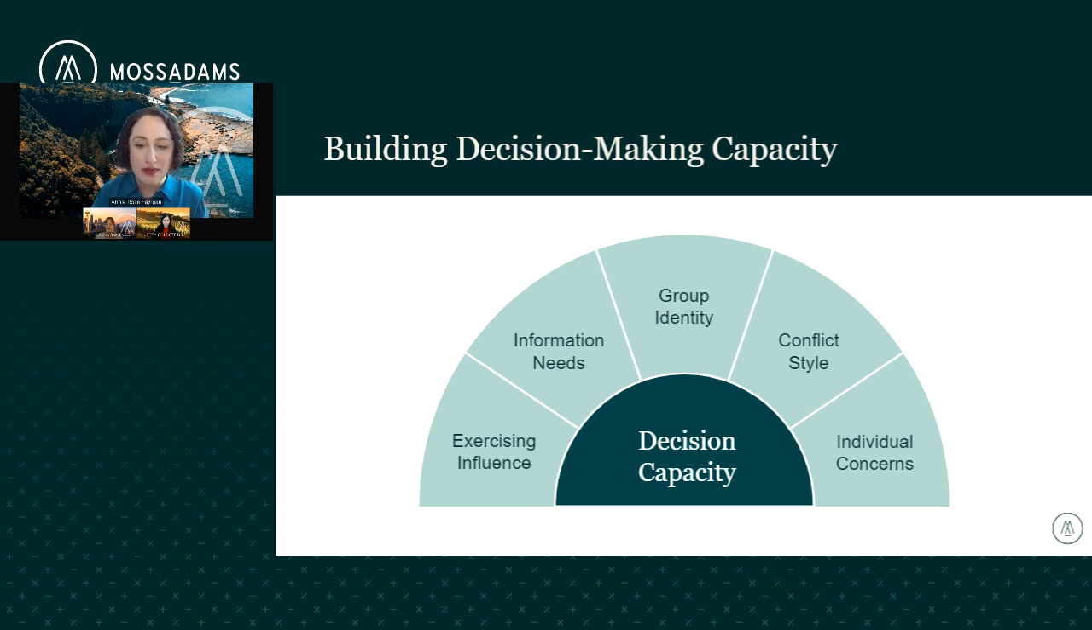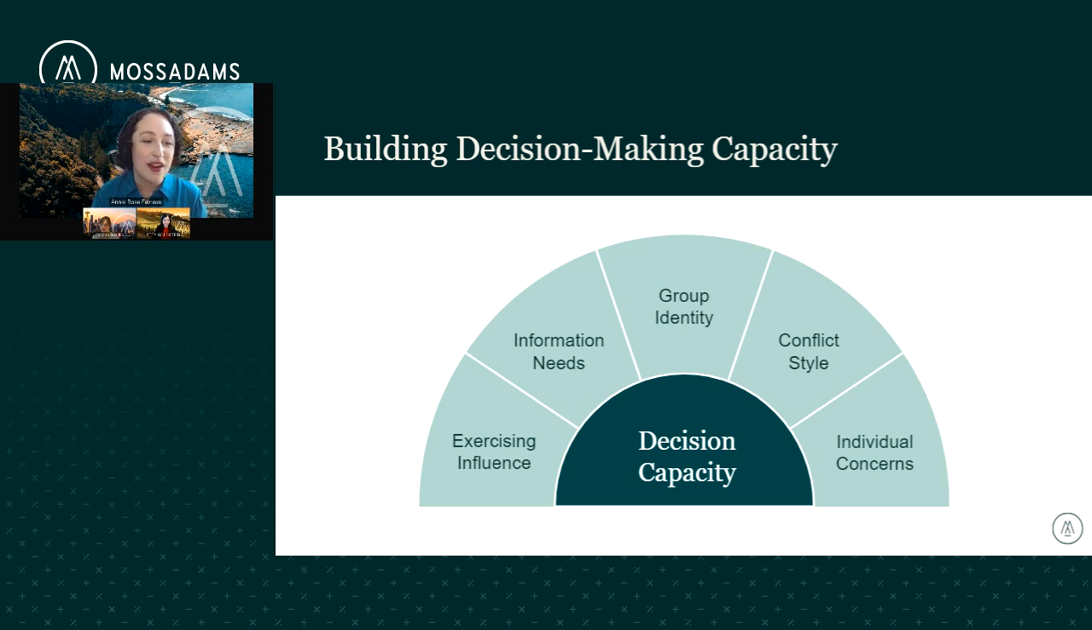So this can be a really helpful way of framing this to your board, especially if you are from the staff perspective seeing some of those issues come up. Instead of saying, wow, you all are not doing this very well, you must get better at it, you can say, let's strengthen our decision-making capacity. Here's some of the ways that we can do that.